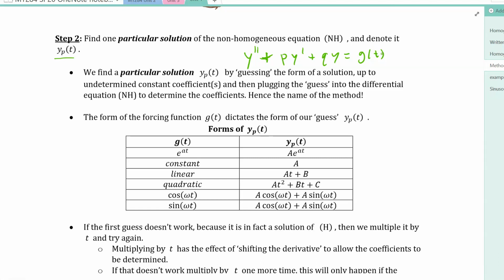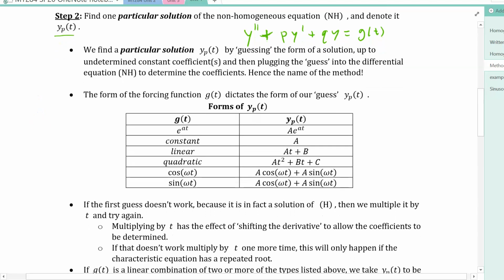We're going to find a particular solution by guessing the form of a solution up to an undetermined constant coefficient, and then plugging that guess into the differential equation to determine what that coefficient actually is. That's why it's called the method of undetermined coefficients. We're going to get to some of the options below here, but it all depends on that right hand side function. I've got some of the options we're going to see.